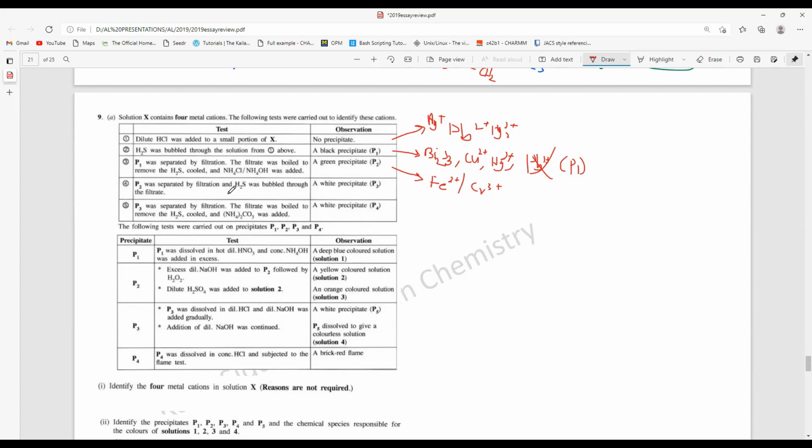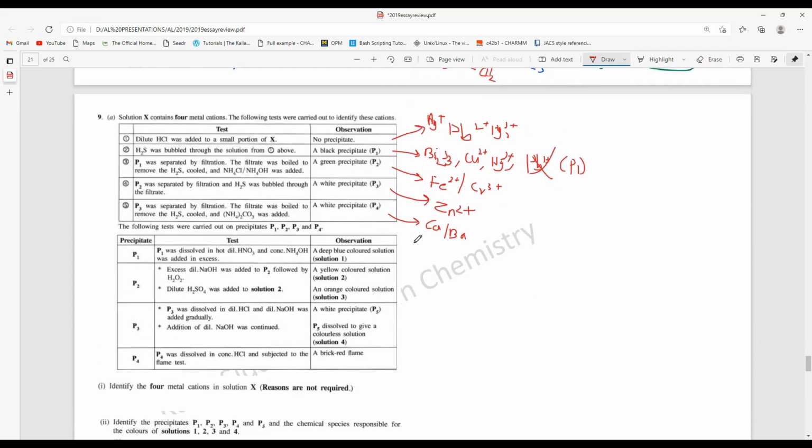Now this is the basic condition, sulfide precipitation. Here they have obtained a white precipitate. So surely it could be zinc 2+, forming zinc sulfide. P3 was separated, the filtrate was boiled to remove H2S, cooled, and ammonium carbonate was added. This is the last step. If that forms a white precipitate, it could be calcium or barium carbonates, which are white in color.